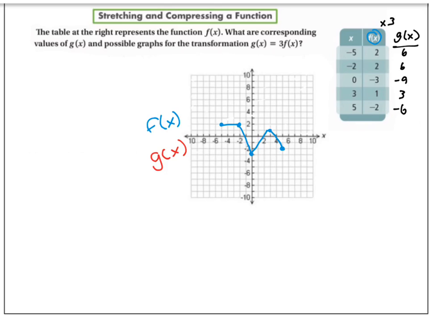So g of x would be negative 5, 6, negative 2, 6, 0, negative 9, 3, 3, and 5, negative 6. And so this is a vertical stretch. And there we go.